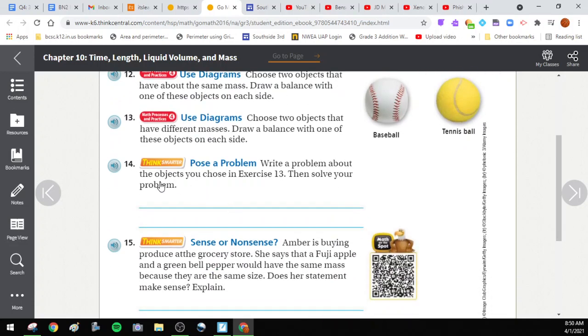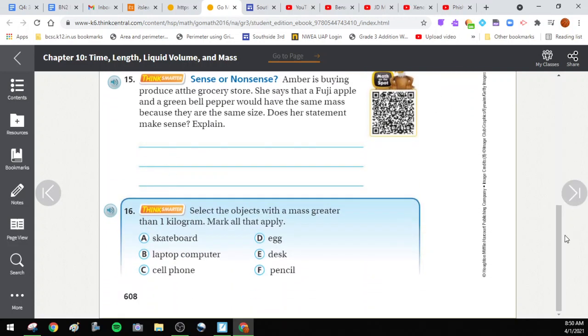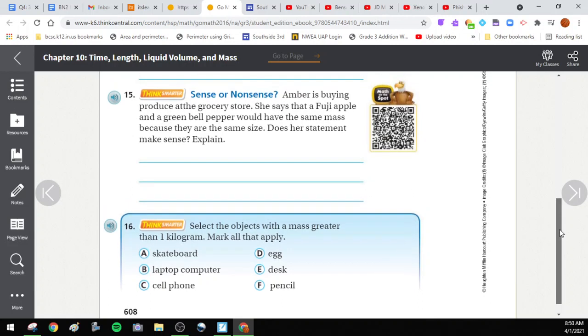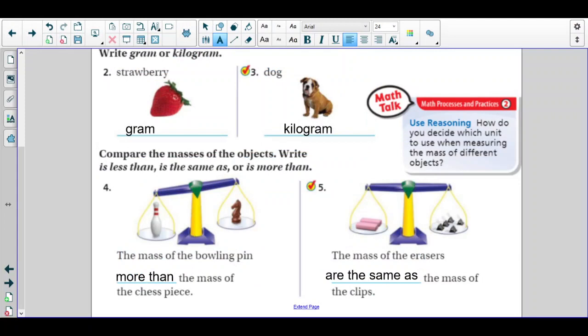So you're basically doing what I did with the stars and the heart. You can skip 14 if you want. It's writing a problem out and then having to solve it. 15, this is a really, really good one to think about. And then, of course, 16 here is just a multiple choice. So I have no doubt you will do well and use some perseverance and use your resources to get this assignment done. So good luck.